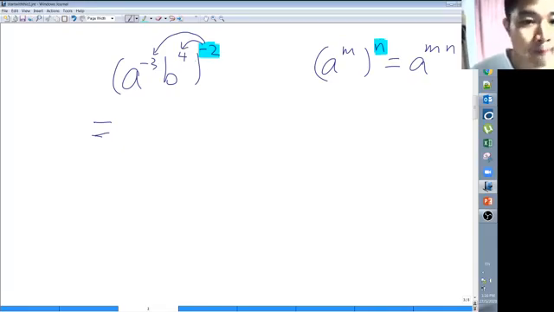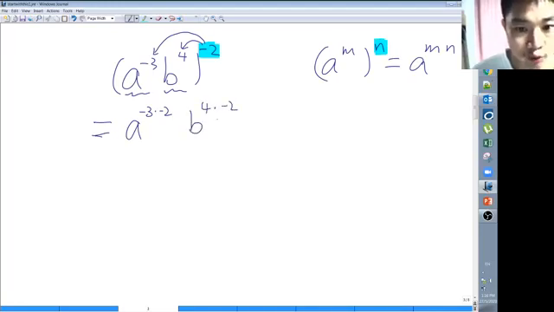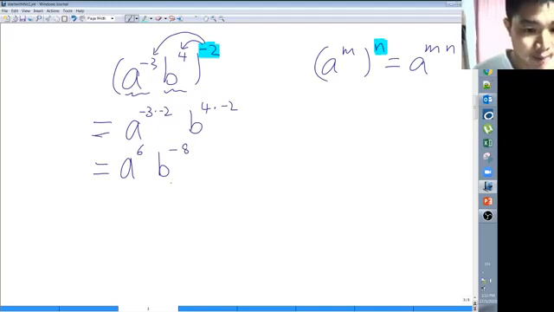So what do you have for this term? You are going to have a negative 3 times negative 2. And next, I'm going to do this b 4 times negative 2. And therefore, you should end up with a negative 3 times negative 2 is positive 6. And b to the power of 4 times negative 2 is negative 8. Okay? And by the way, you can see, right? This b to the power of negative 8 is in negative index. So let me change it to positive index.